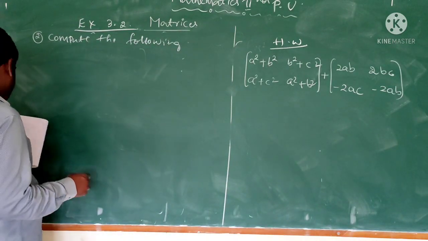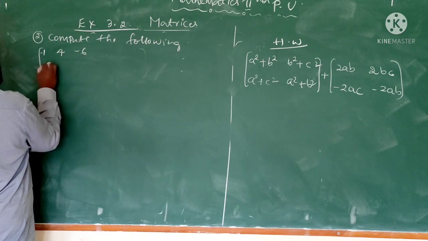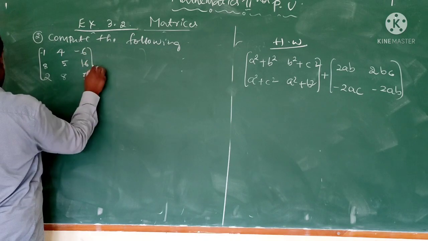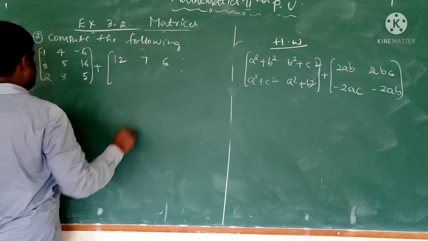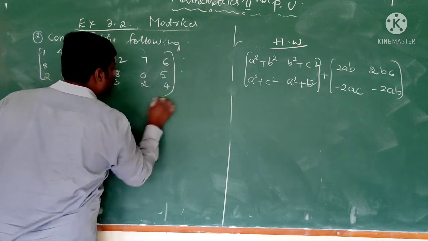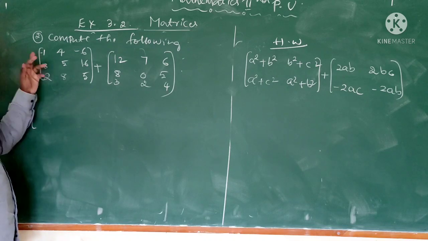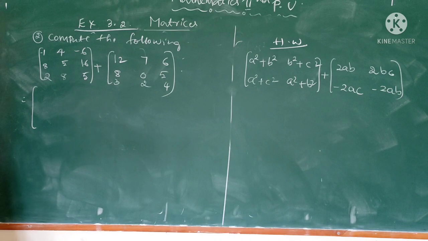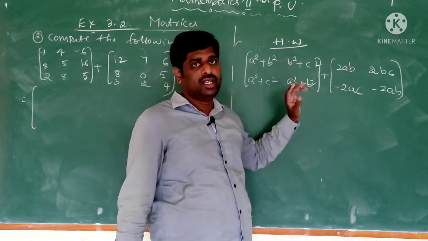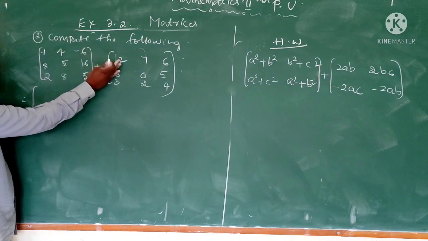Okay, next one is 1 minus 1 4 minus 6 8 5 16 2 8 5 plus 12 7 6 8 0 5 3 2 4. Dear children, this is a 3x3 matrix. Don't confuse, it is easy only. We can add corresponding elements. The earlier one was a 2x2 matrix, just a square plus b square plus 2ab, that is a plus b whole square, b square plus c square plus 2bc, b plus c whole square, like that. But here a 3x3 matrix is given, so we can add corresponding elements.